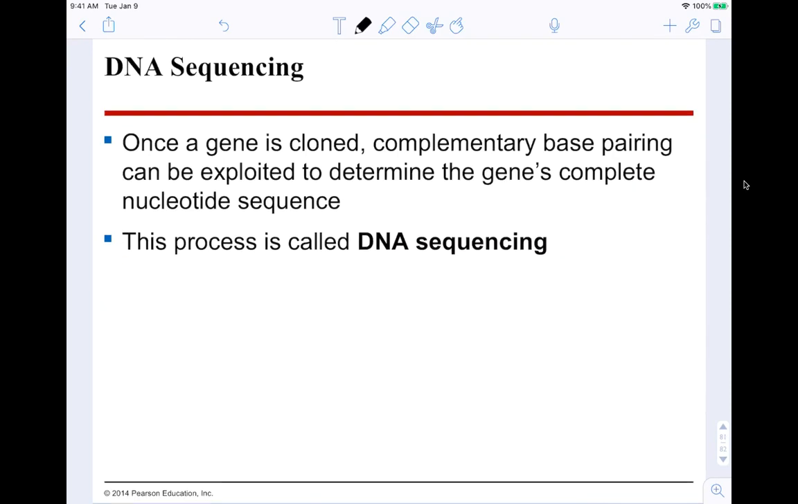DNA sequencing: once a gene is cloned, complementary base pairing can be exploited to determine the gene's complete nucleotide sequence. This process is called DNA sequencing. So essentially, you're able to identify, if it's A, T, G, C, what order all of those nitrogenous bases are in.